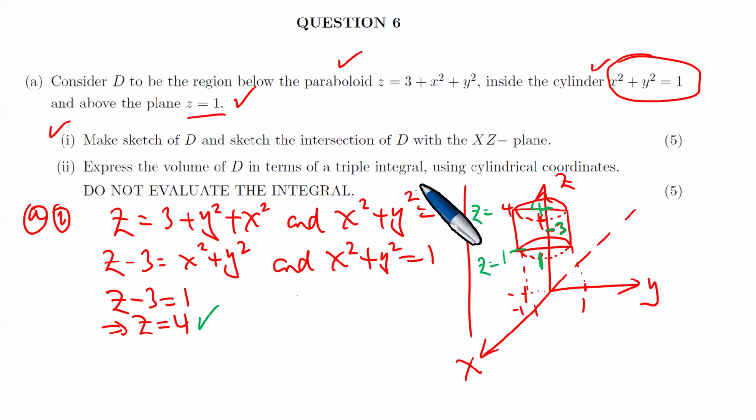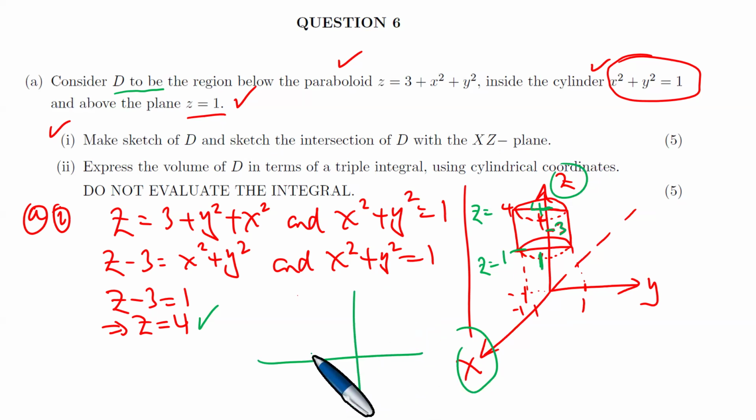Okay, let's see what we have here. Make a sketch of D, because D is the region we want, and sketch the intersection of D with the xz plane. If you slice it according to the xz plane, with x and then z, it's going to become exactly this, minus 1, 1, and then it's going to be like a vest. The paraboloid is going to make it have that kind of shape.